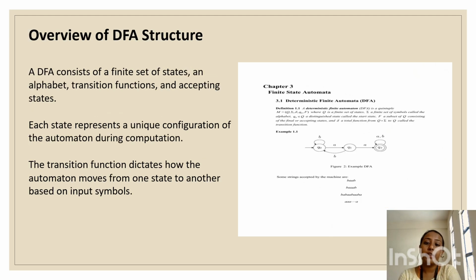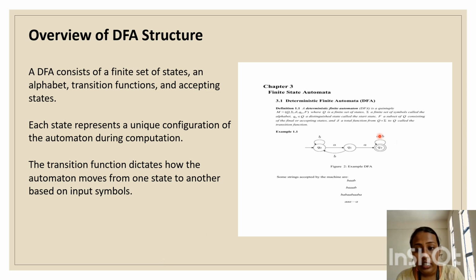The next one is the overview of DFA structure. What is a DFA structure? A DFA consists of a finite set of states, alphabets, transition functions, and accepting states. In the diagram, we can see the alphabet represents this symbol, whereas the transition represents this symbol, and the number of states represents this symbol. Each state represents a unique configuration of the automaton during computation. The transition function dictates how the automaton moves from one state to another based on the input symbols.